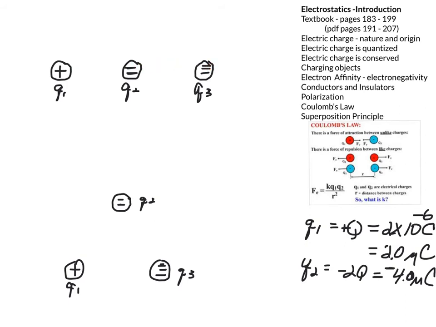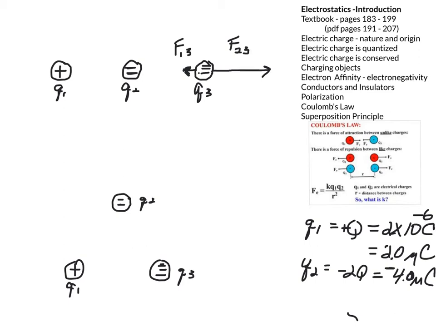Now there are 3 questions I could ask. What's the force on this charge? The magnitude and the direction. What's the magnitude and the direction of the force on this charge? And what's the magnitude and direction of the force on this charge? Let's start with Q3. What's the magnitude and direction of the force on Q3? So if you think you know how to do that, pause the video and try. If not, you can keep watching.